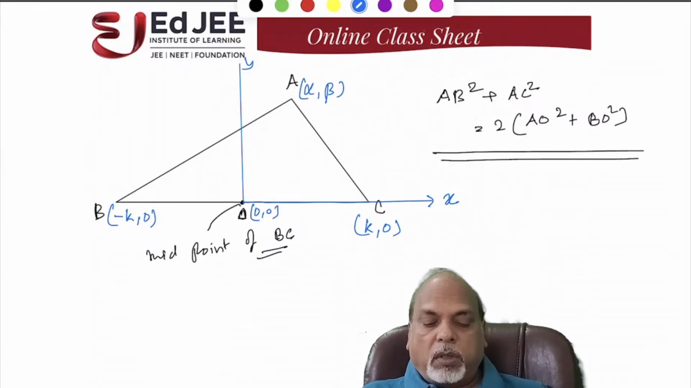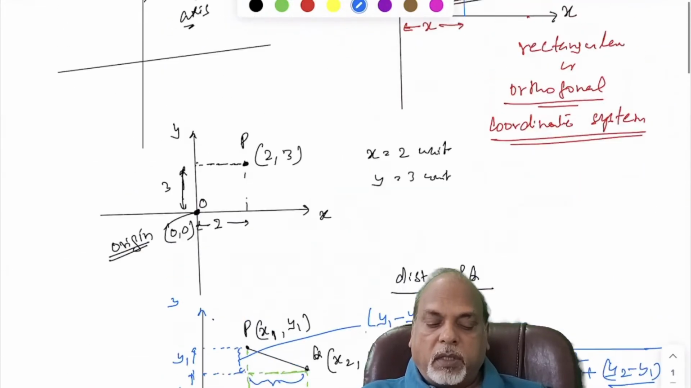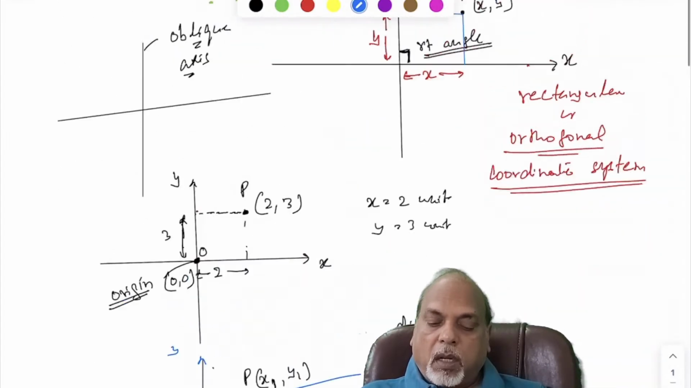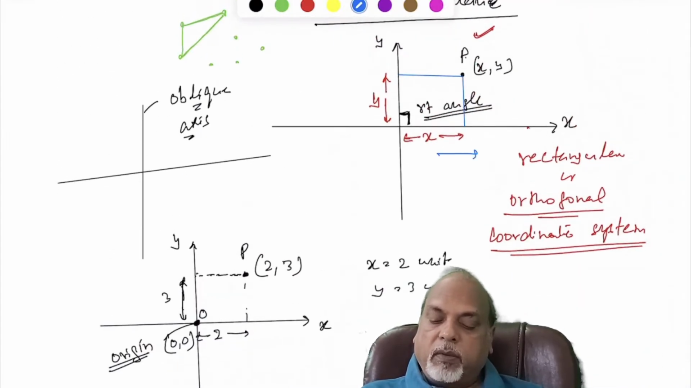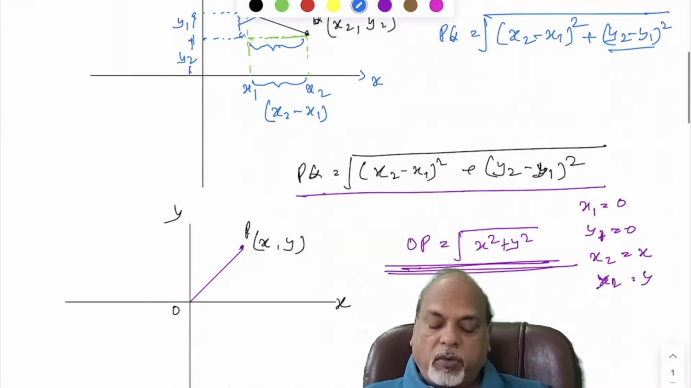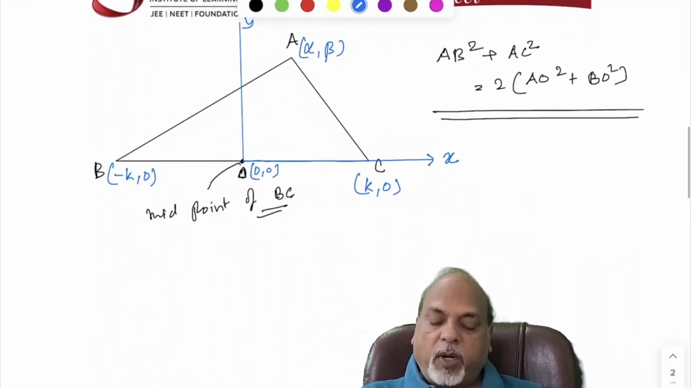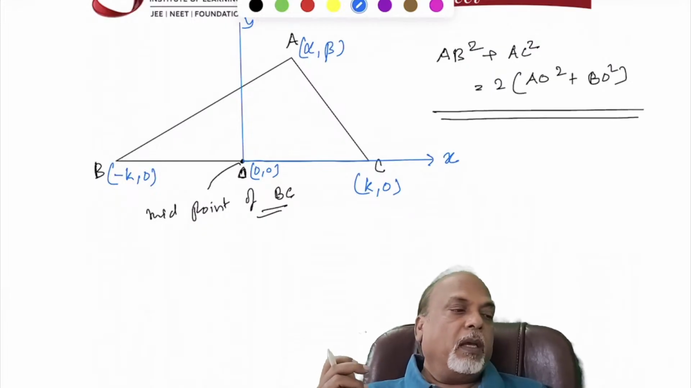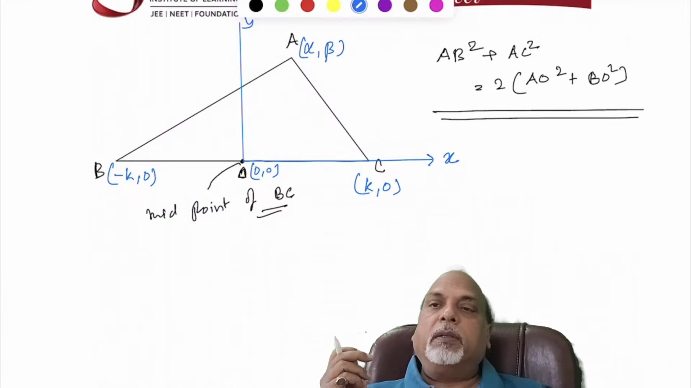correct? Because here in the Cartesian system, x is positive here and here it is negative. Likewise, y is positive here and it is negative here, correct? So you have to see. Since it is the midpoint, if C is k distance away from the origin, then B has to be minus k. There is no problem in assuming this, correct?